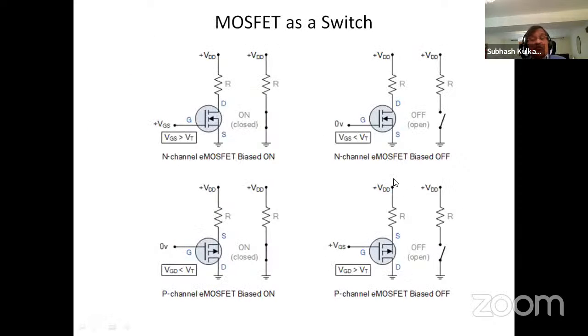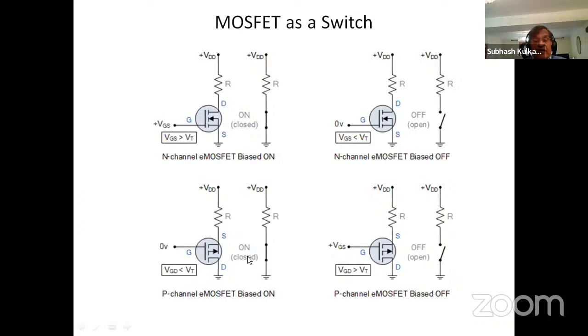So basically, this works as a switch. And here's the electrical diagram for that. For NFET, when this voltage is more than the threshold voltage, then the current starts flowing, so this switch gets closed. So it's an on switch. And when the gate voltage is less than the threshold, you're not able to get any current. So this is an off condition. So you have on and off.